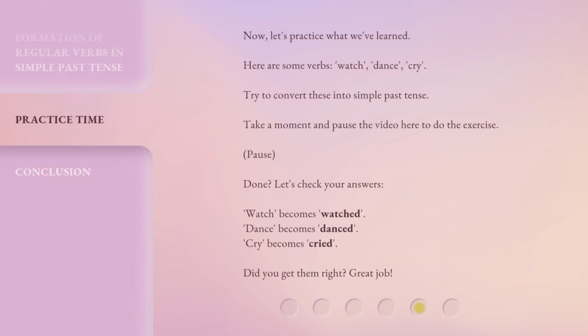Now, let's practice what we've learned. Here are some verbs: watch, dance, cry. Try to convert these into simple past tense. Take a moment and pause the video here to do the exercise. Pause. Done? Let's check your answers.